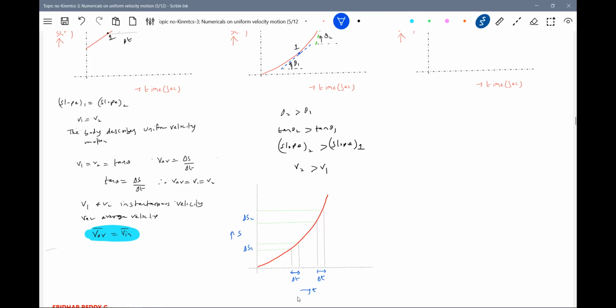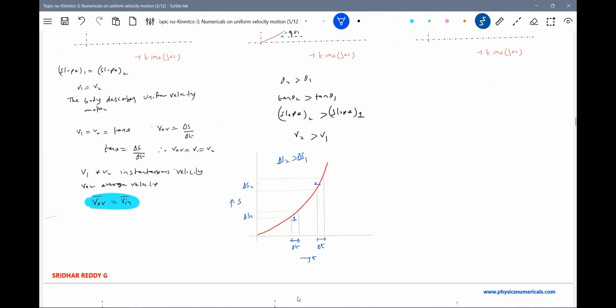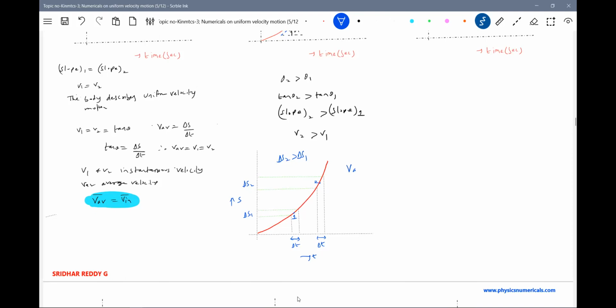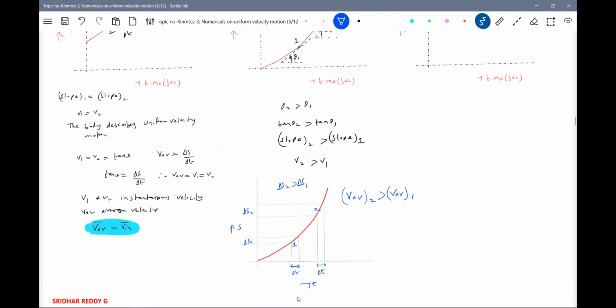What about the average speed in the time interval delta t at point 1? This is point 2. Delta S2 is greater than delta S1. So what will happen to average speed? Average speed is going to be different. V average at 2 is greater than V average at 1. Sir, can you show it for the previous case also?